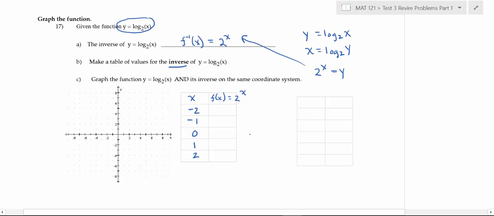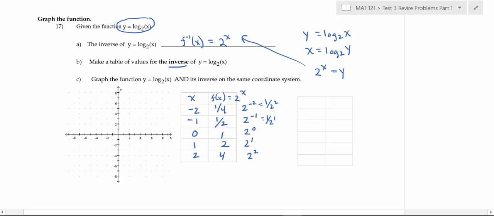So starting here, we'd have 2 to the second is equal to 4. Again, I'm plugging the x value into x, so then we'd have 2 to the first is 2. 2 to the 0 is 1. 2 to the -1, you want to write that as 1/2, because remember that's 1 over 2 to the positive 1. 2 to the -2 is 1 over 2 to the positive 2, so that's 1/4.